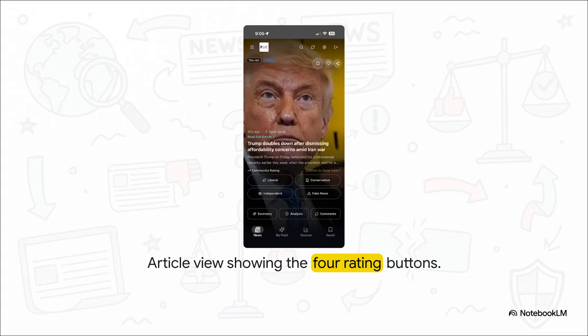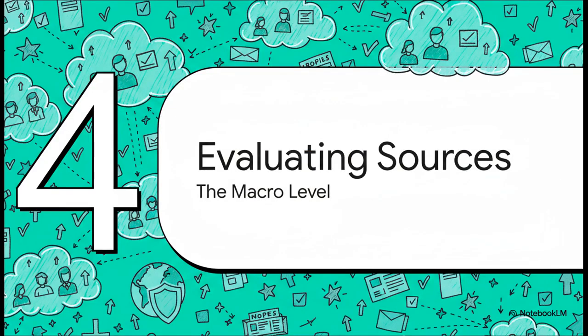The user isn't just passively scrolling through an infinite feed. They are asked to critically evaluate the text and cast their vote. And as thousands of users do this across thousands of articles, FLIC builds a massive, real-time database of perceived media bias. It's pretty amazing. Which brings us to Section 4, evaluating sources and authors, the macro level.